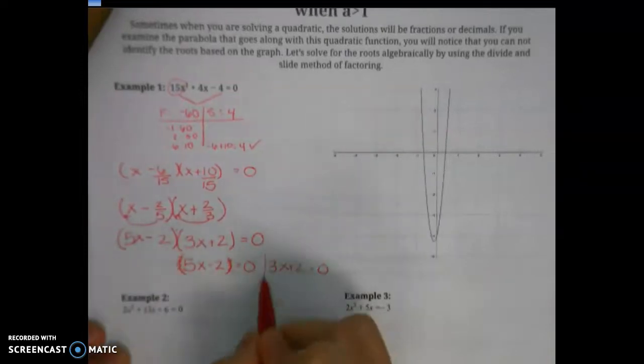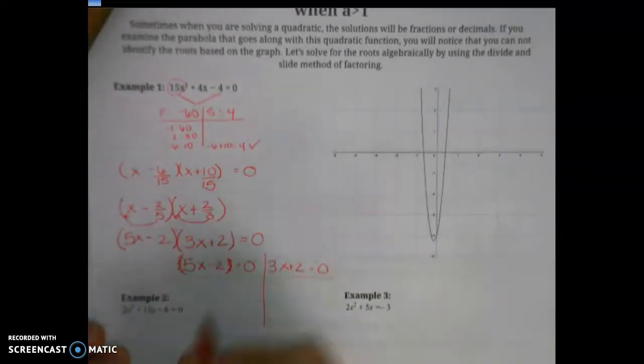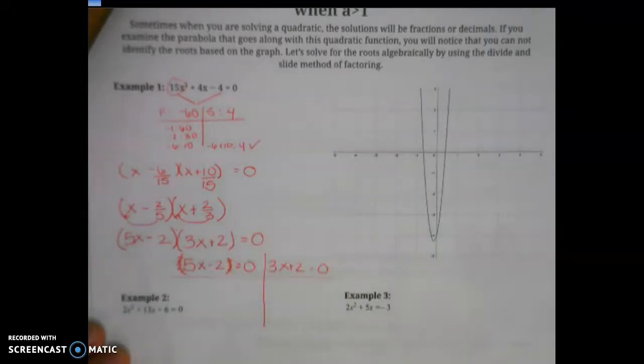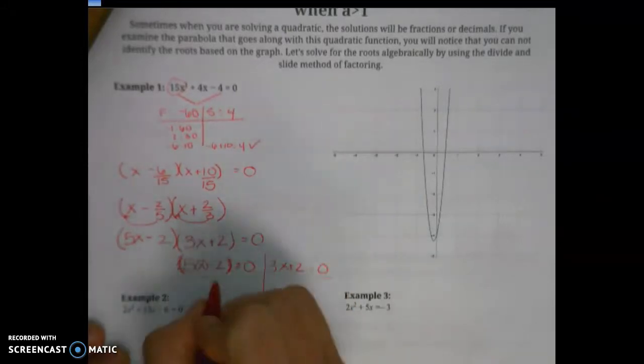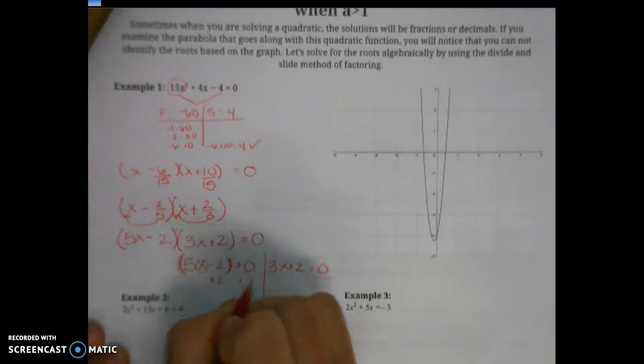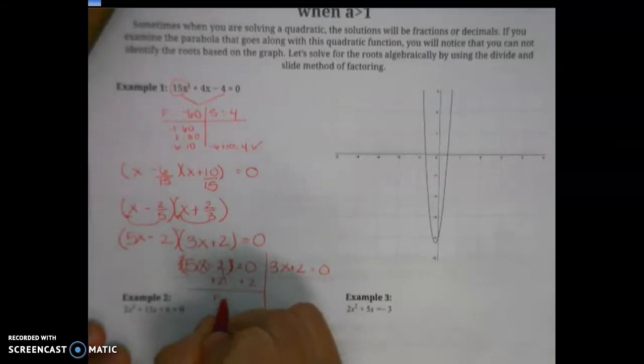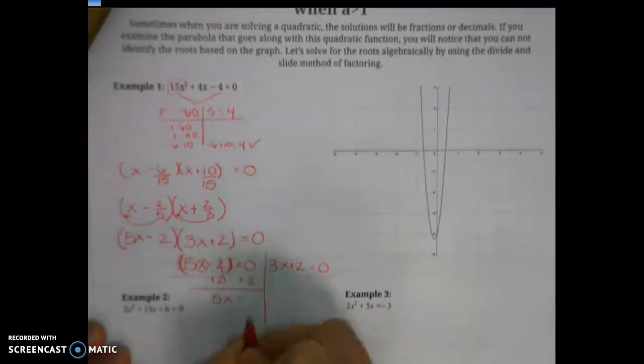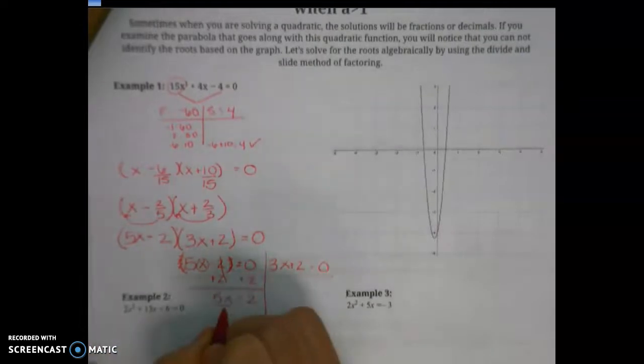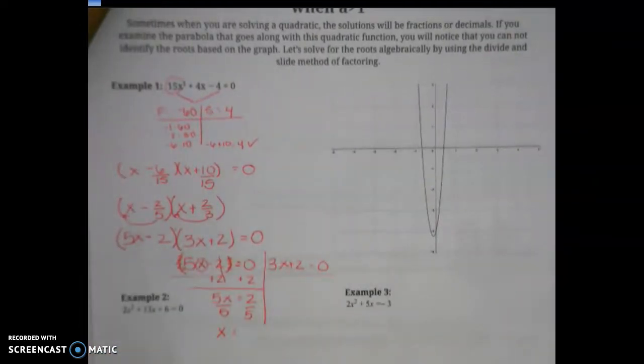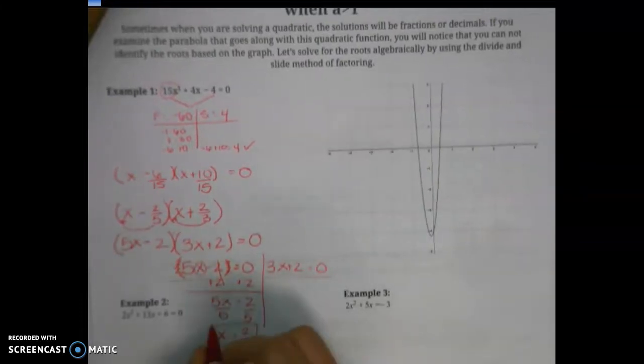Okay, I'm going to solve each of these equations for x, and they're both two-step equations. So my first equation, I'm going to add 2 to both sides. I'll get 5x equals 0 plus 2 is 2. And then I'm going to divide both sides by 5. And I get a fraction. So I'm going to leave this as 2/5 as one of my solutions.